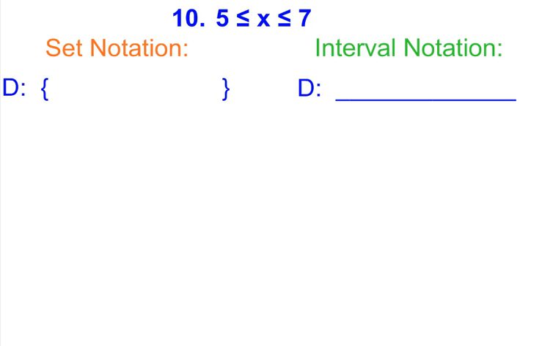Number 10 looks a lot like 8 and 9, except now 5 and 7 are included. So hopefully you could figure out values of x such that you're going to write it the exact same. 5 is less than or equal to x is less than or equal to 7. And then again, I'm going to go between 5 and 7, but because there's an equal to sign under those less than symbols, they both get brackets. So 8, 9, and 10 are very similar. It's just whether you use the less than sign or less than or equal to.